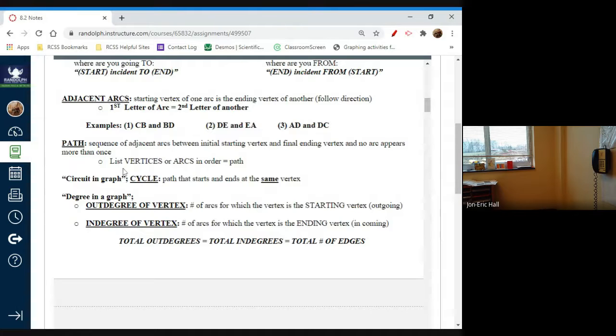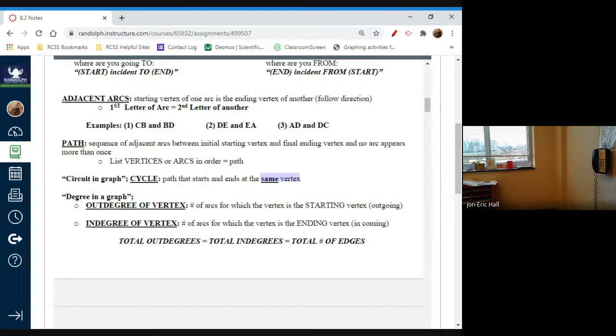You should know what a circuit in a graph is, right? Circuit in a graph, just like what we talked about in our previous unit. It starts and ends at the same vertex. Same thing we talked about back in our lessons on Euler circuits and Euler paths. So a cycle is a path that starts and ends at the same vertex.